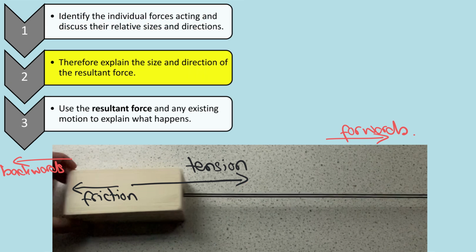Remember that the resultant force will be a single force that would have the same overall effect as the tension and the friction. The resultant force is clearly going to be forwards because the tension is bigger than the friction, which leaves me with a resultant force in the forwards direction. If I'm being accurate, the length of the resultant force arrow should be the length of the tension arrow minus the length of the friction arrow.